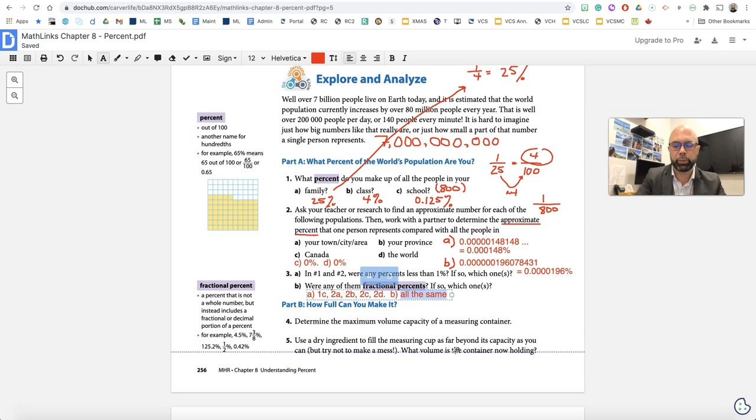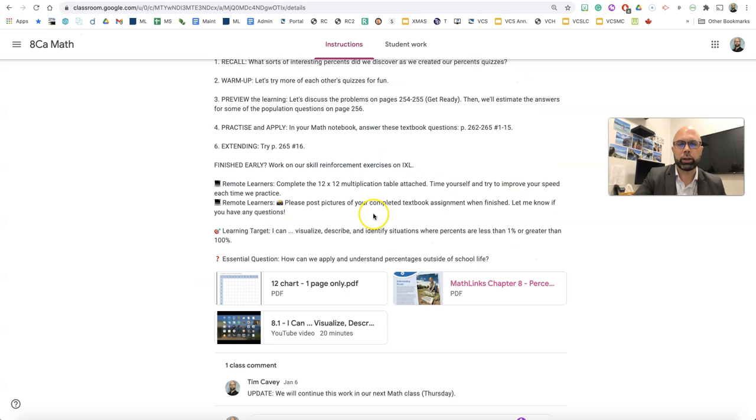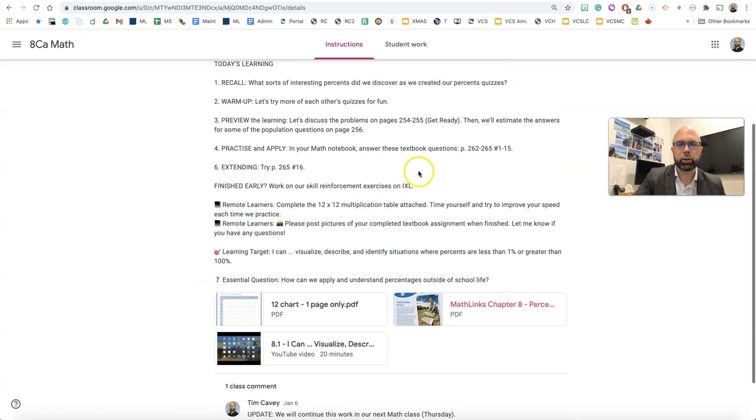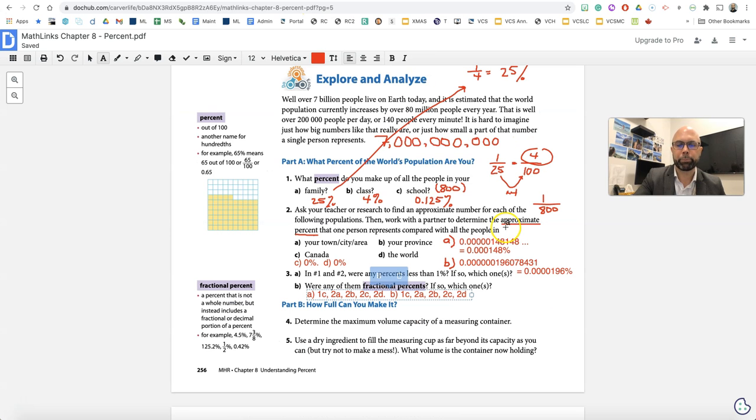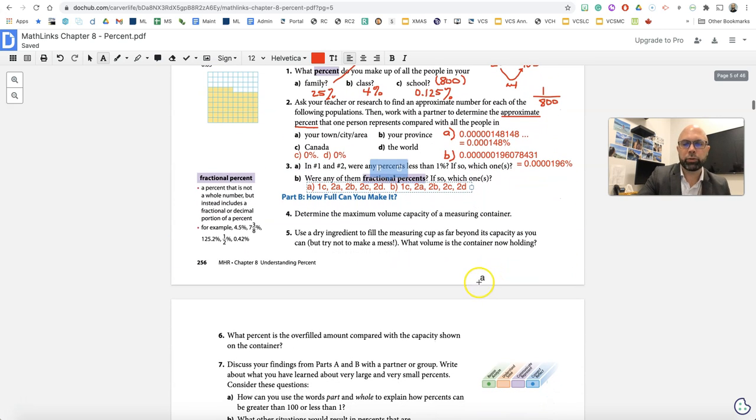Or maybe I should just copy and paste. Okay. All right. Just want to do a refresher on the questions that I assigned here. So 1 to 15. So we continue. Part B. How full can you make it? Determine the maximum volume capacity of a measuring container.